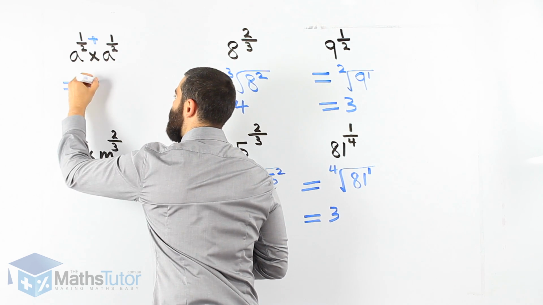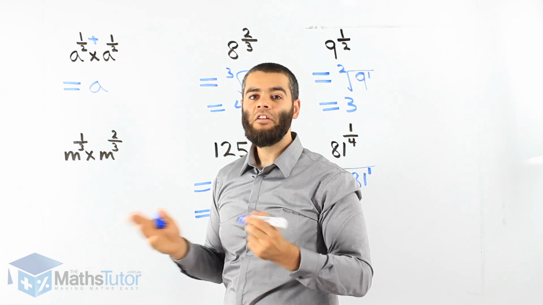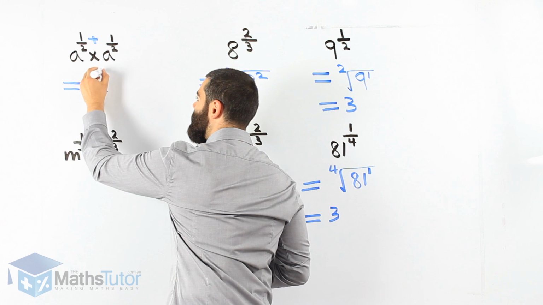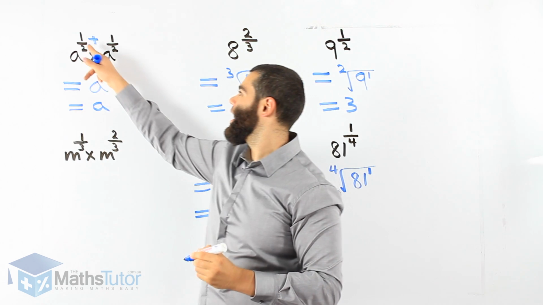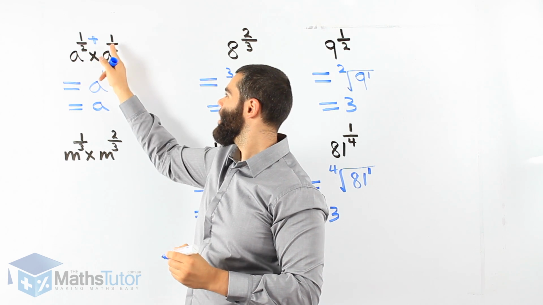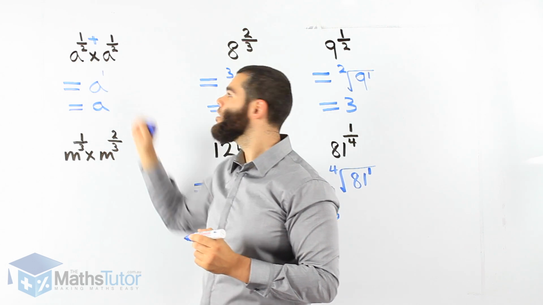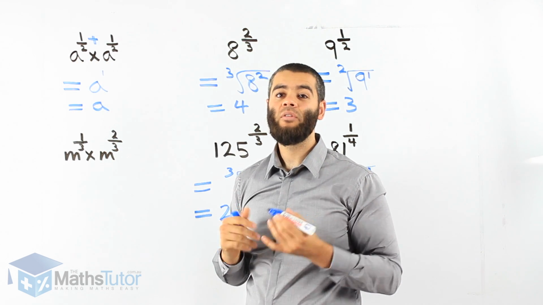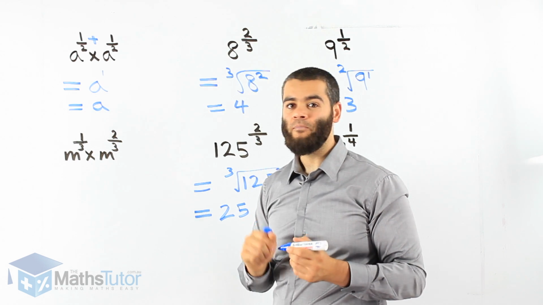a equals a, that's our base. Half plus a half is simply 1. So a to the power of 1, which is really just a. So a half times a half, a fraction, and the fraction is in our indices. The base is the same. What do we do to the indices? We add the indices. Half plus a half equals 1, a to the power of 1.